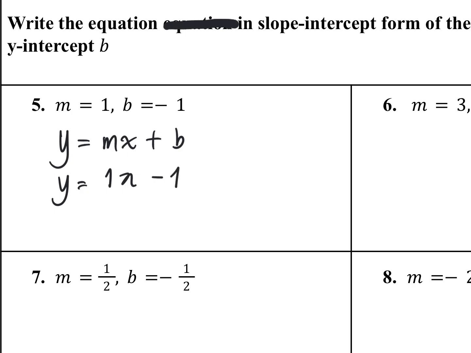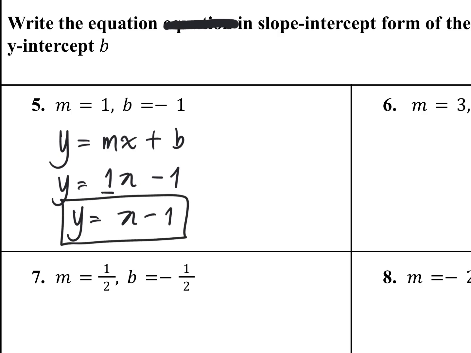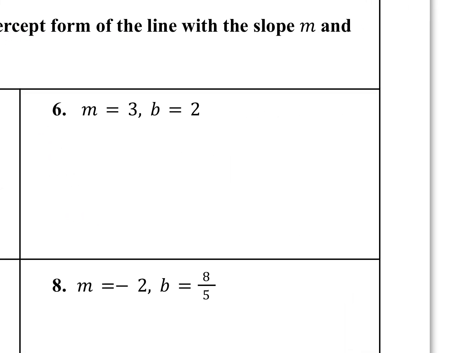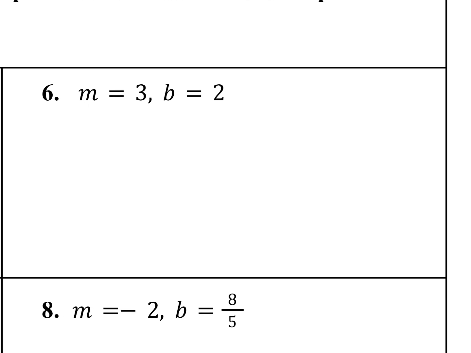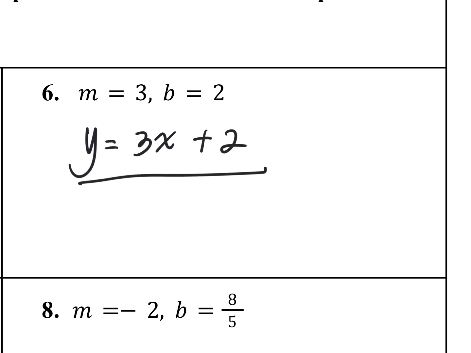Now, we normally don't put 1x in there, but what we do is we only really write x minus 1, because just writing the variable alone means that there's 1 as its coefficient. Okay, number 6. Our slope is 3, therefore y is equal to 3x plus 2.